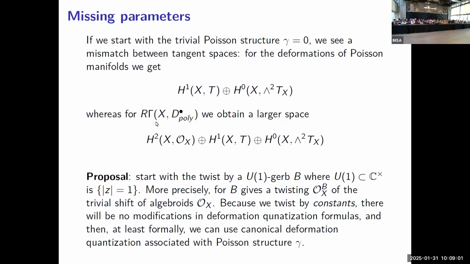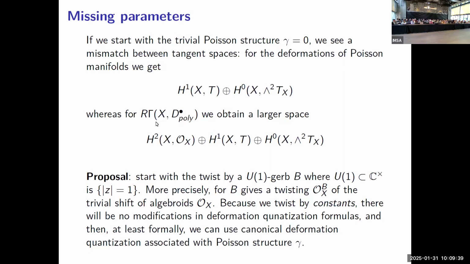with zero Poisson structure, you choose a U1 gerbe. So U1 will be complex numbers with absolute value 1. And you consider a 2-cocycle of this coefficient in the group U1. So if you have this U1 gerbe, then at least you get a sheaf of algebroids. You consider the trivial sheaf of algebroids, and then on triple intersections, we consider this composition of isomorphisms of the conjugation by constant, which is given by this cocycle.